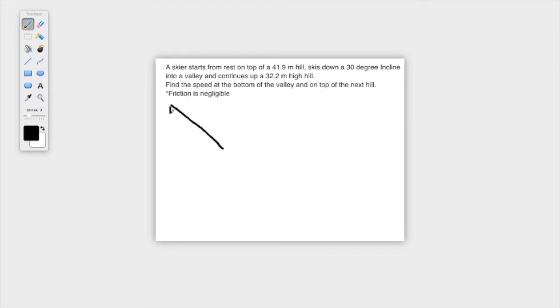And remember, when we're talking about the height, we're talking about this right here, not the hypotenuse, because that's how far you're gonna go down. That's how far you're gonna go in total. But when we're talking about height, we're talking about verticality.